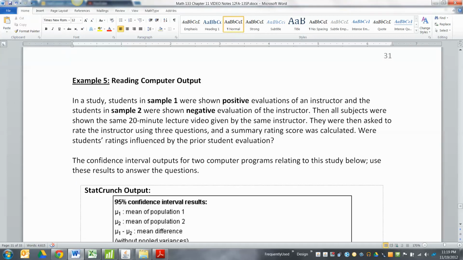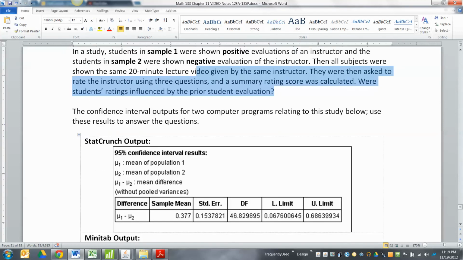Now we have another problem to do in section 11.3, and that's reading computer output for confidence intervals. This one's going to give us a little bit of something to think about here. Students in sample 1 are shown a positive evaluation of an instructor, and students in sample 2 are shown a negative evaluation of an instructor. Then all the subjects are shown the same 20-minute lecture video given by the same instructor. They were then asked to rate the instructor using 3 questions, and a summary rating score was calculated. Were students' ratings influenced by the prior student evaluation?